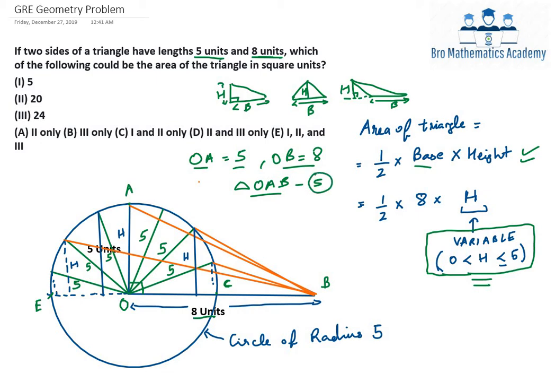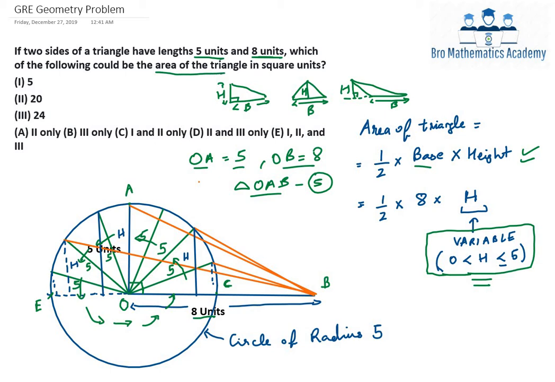Now there can be millions of other triangles if I keep moving this line along the circle, right, in this direction anti-clockwise, and even if it goes below, then we can create more triangles, right? But the thing is, we have to find what could be the area of the triangle.